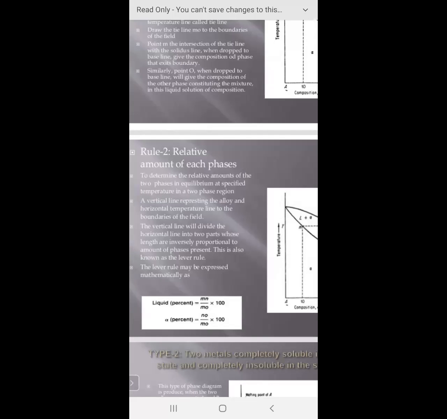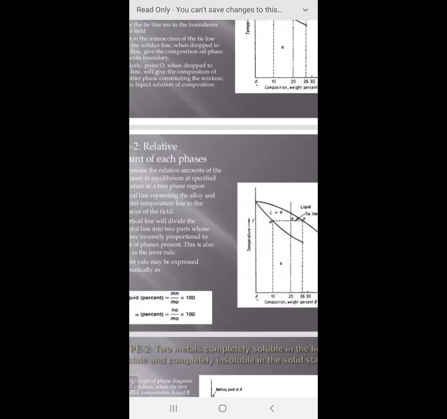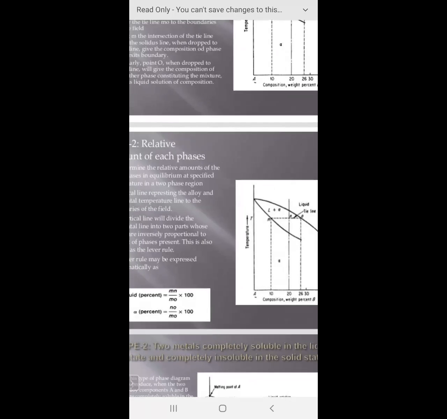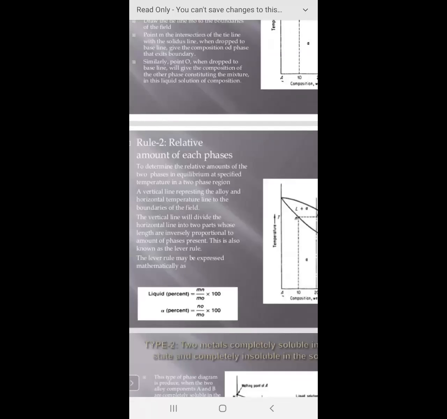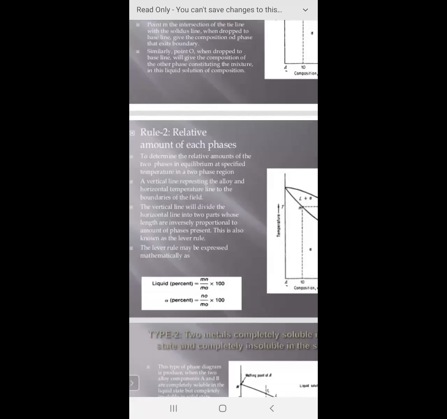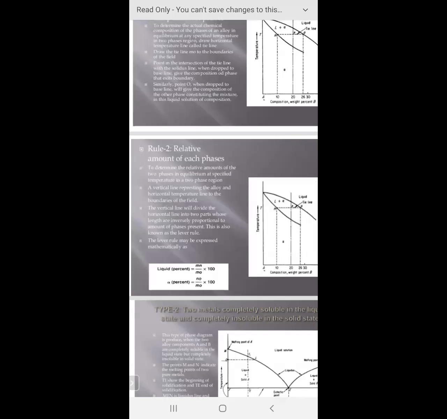The rule may be expressed mathematically. What is the amount of liquid present in this region? This side is the solid portion. MN by total length, MO, into 100. Next, the amount of the solid phase is NO by total length MO into 100. This is the Lever rule. Then you can find out the relative amount of each phase.